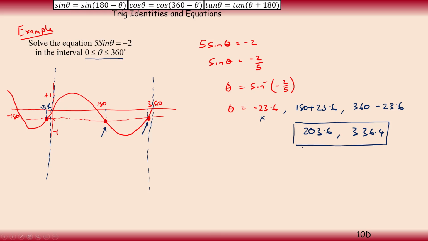Okay, so hit pause. Copy the example down. When you're ready, hit play again, and we'll look at one more example.